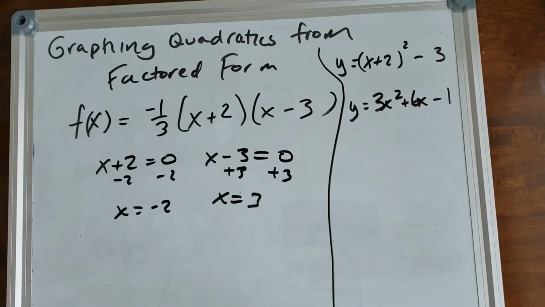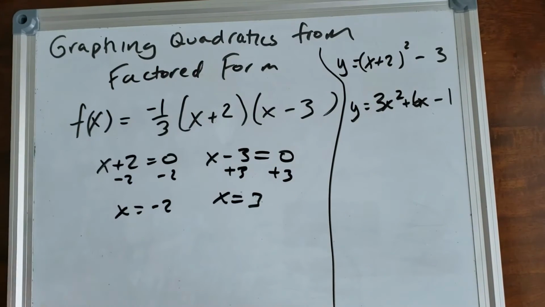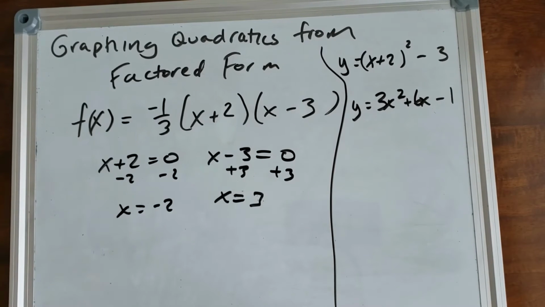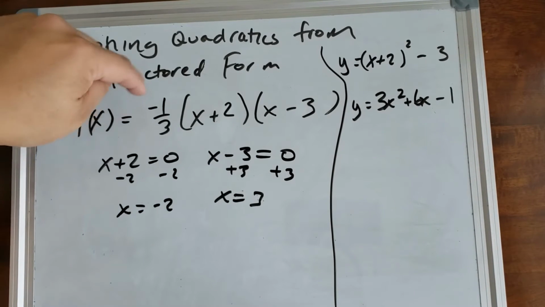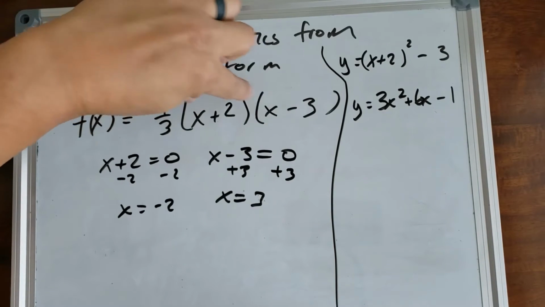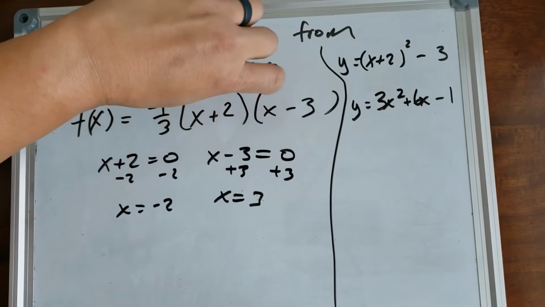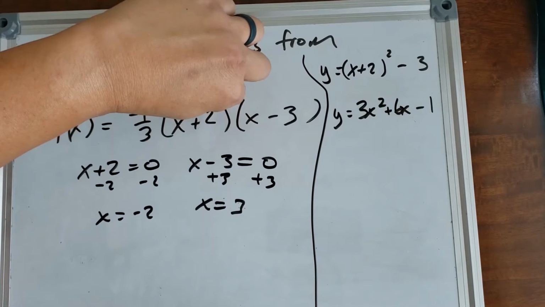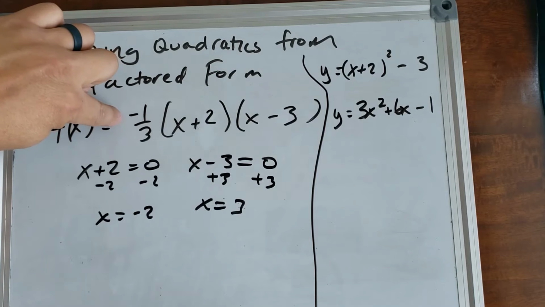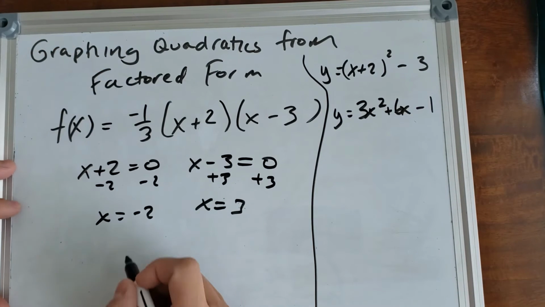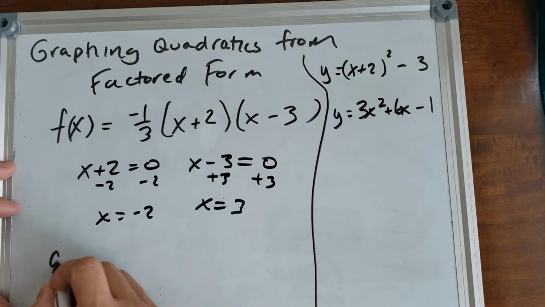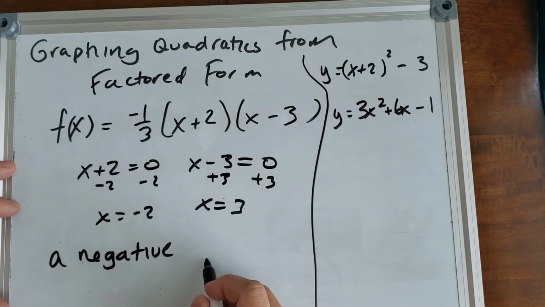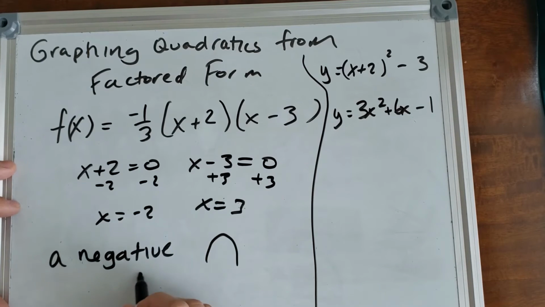The other thing I need to figure out is whether my a is going to be positive or negative. Okay? Because that's going to tell me whether it opens up or down. Well, looking here, the way I'm going to figure this out is this. If I multiply this x and this x, a positive x and a positive x, that's going to be a positive x squared. I take that positive x squared and I multiply it by negative 1/3. That's going to give me a negative number. So in this case, my a is going to be negative. And remember, if a is negative, it's going to open down, right? It's going to open down.